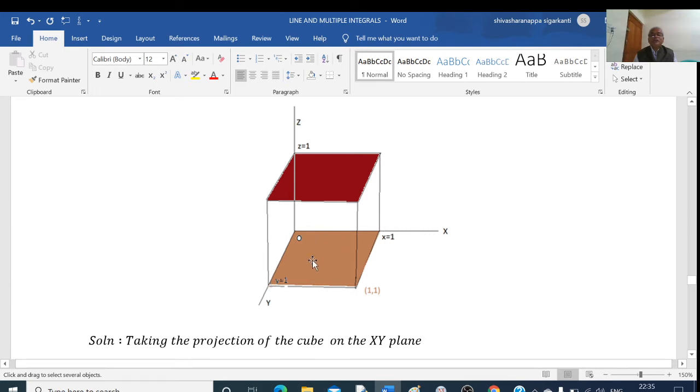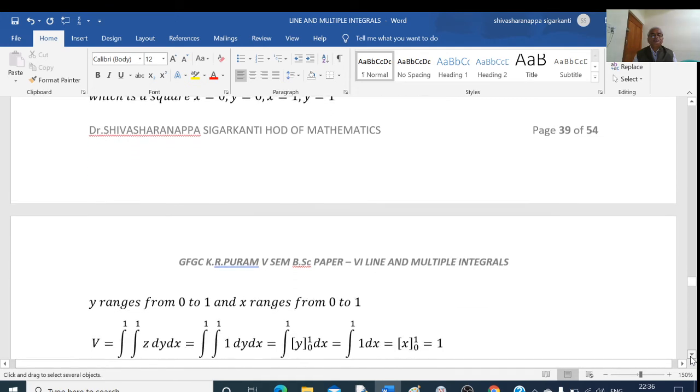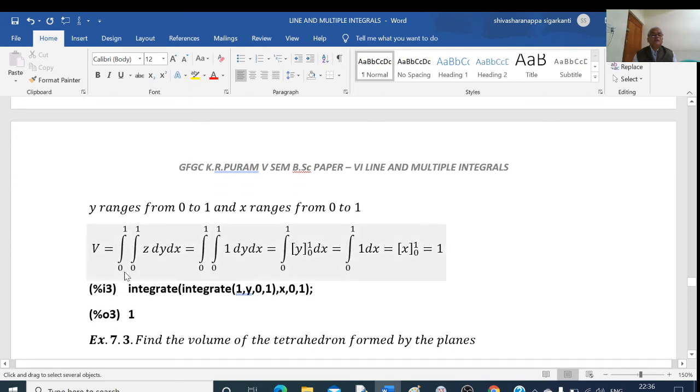That is, the size of the projection is the same as the size of the surface. Here on this projection, this is our region R. Here x ranges from 0 to 1, y also ranges from 0 to 1. And my formula will be the double integral over R of z into dx into dy, or you can write dy into dx. Okay. And x ranges from 0 to 1, y ranges from 0 to 1. They are independent. So volume is given by the integral from 0 to 1, 0 to 1, of z into dy into dx.